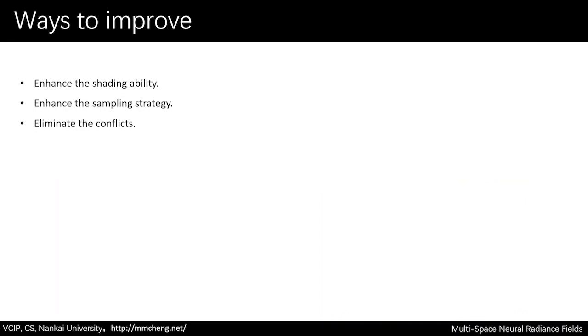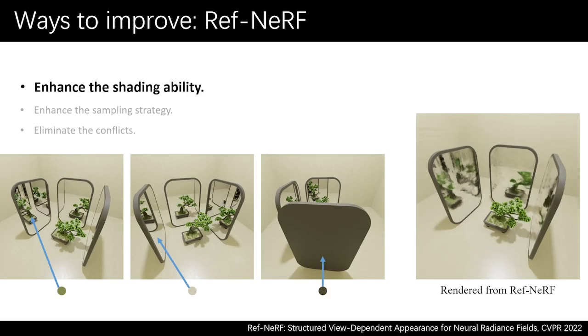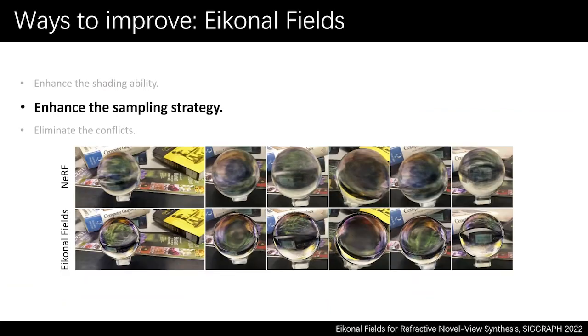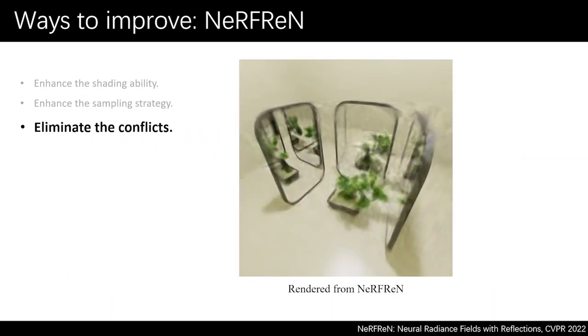Based on our analysis, there are three ways to extend the NeRF-based method. The direct one is to enhance the shading ability like RefNeRF. By introducing a foam shading model, it achieves great performance on specular materials, but the shading of reflections is very different. Therefore, it fails to render mirrors. Another way is to enhance the sampling strategy or enhance the redirecting direction. Iconophiles achieves satisfying performance by introducing index of refraction to guide the redirection, but it is still under exploration and not suitable for reflections.